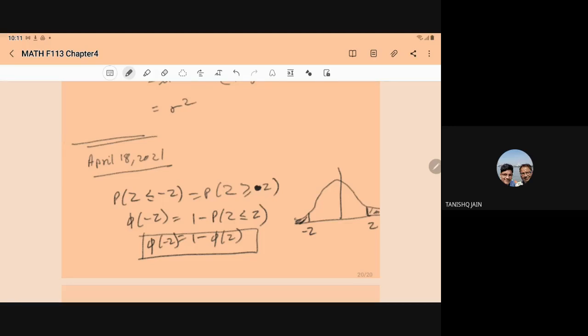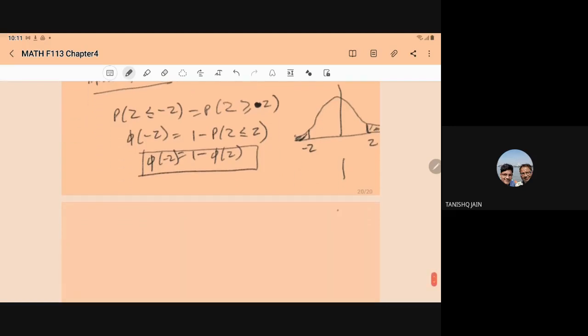How do we see that? Suppose this is the curve. Here we have z equal to 0. Here we have the minus z. Here we have zero. I thought it was mu, but it is zero, mu equal to 0, for the standard normal distribution.